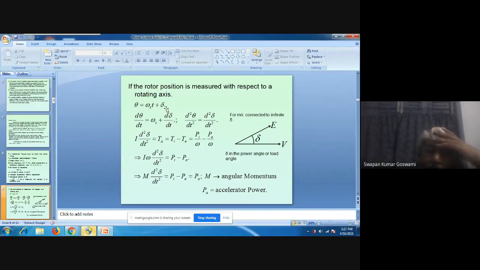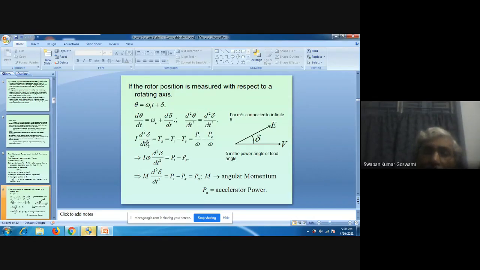Delta is the rotor angle with respect to the rotating axis, so it is the rotor position. d theta dt is, sorry, rotor speed. It is omega s, the synchronous speed, plus the deviation of rotor speed with respect to the rotating axis. If you take the double derivative, d2 theta dt2 equals d2 delta dt2, since omega s is constant and its derivative becomes 0. This is the acceleration of the rotor.